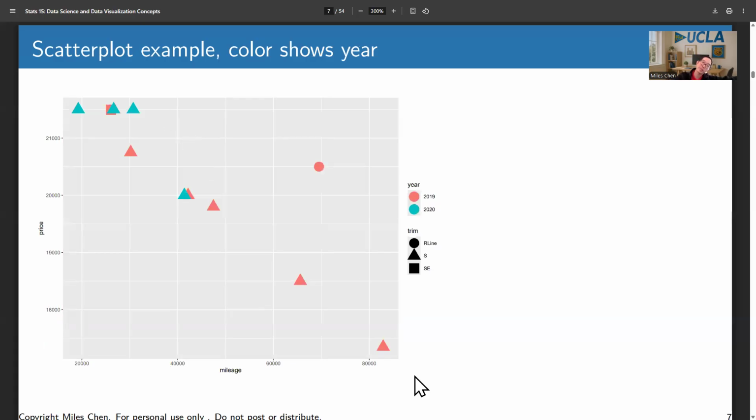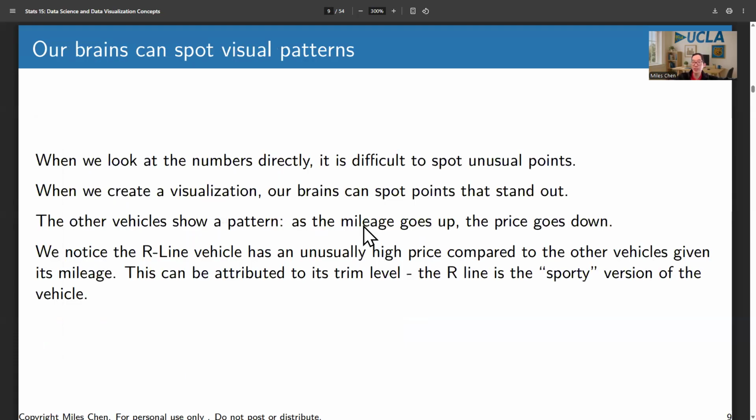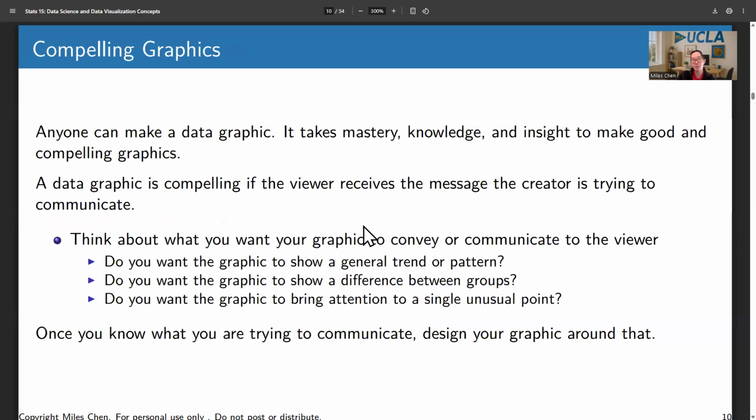Whereas seeing it in a graphic like this, it's a lot easier to spot why this point is different, and that's really the power of data graphics and data visualizations, that we're able to see these kinds of relationships. Okay, so the bottom line is we can make data graphics quite easily. Anyone can do it, right? But to make a good one and one that's compelling takes a bit of mastery and knowledge and insight.